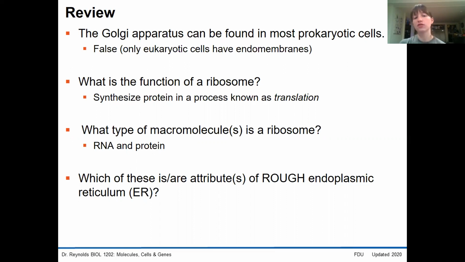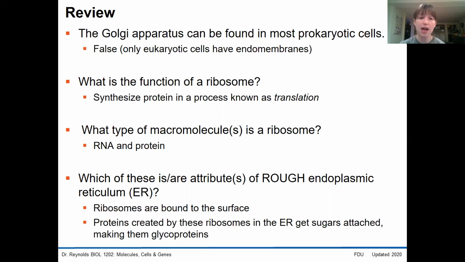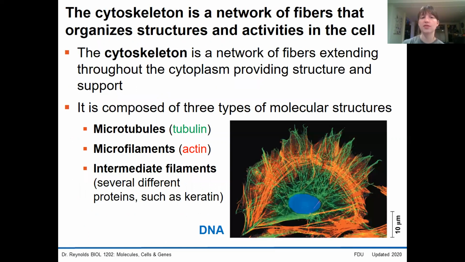And which of these attributes belong to the rough endoplasmic reticulum? They're going to have ribosomes that are bound to the surface, and those ribosomes are going to synthesize proteins inside the lumen of the ER. These are specialized proteins where sugar groups get attached, so we call them glycoproteins. Now, the next part of this class, we're going to be talking about the cytoskeleton. It's a network of protein fibers that support the cell both in structure and shape.